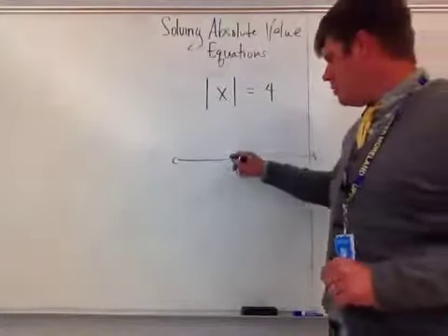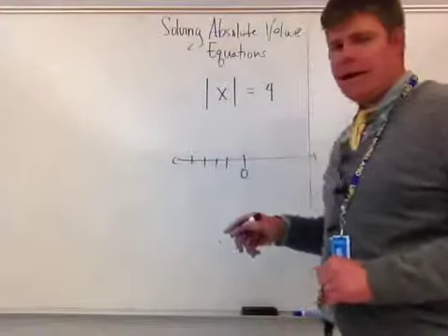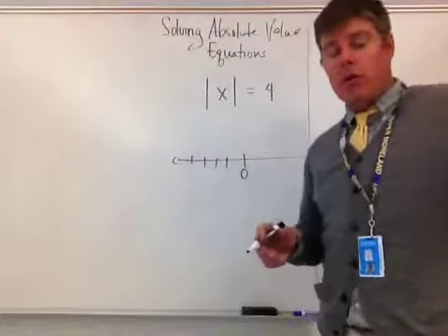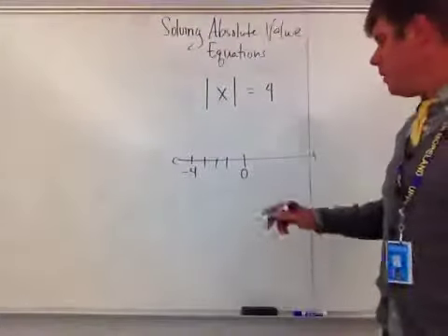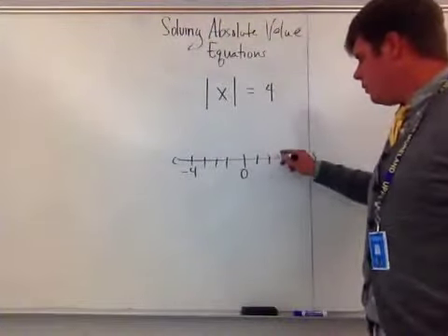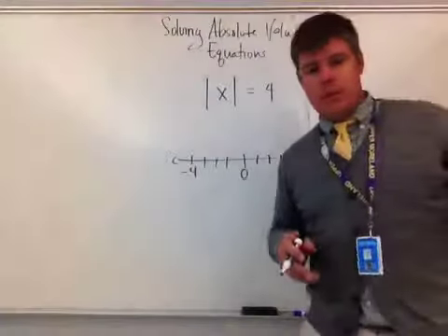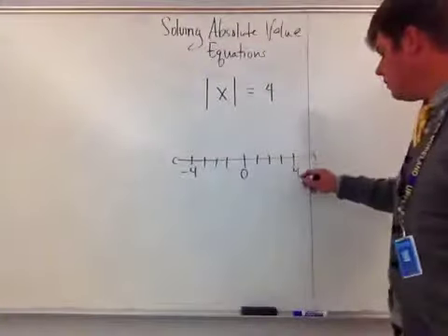So, when taking a look at this, 1, 2, 3, 4. If I count to the left 4, that's a distance of 4 to the left of 0. What I find is that's negative 4. Okay? And if I count to the right 4, 1, 2, 3, 4, that's a distance of 4 units as well, and that's now positive 4.